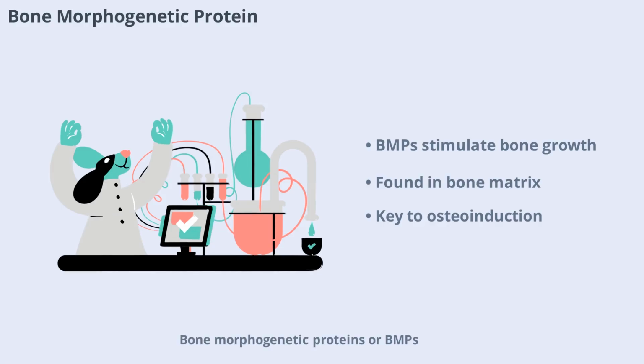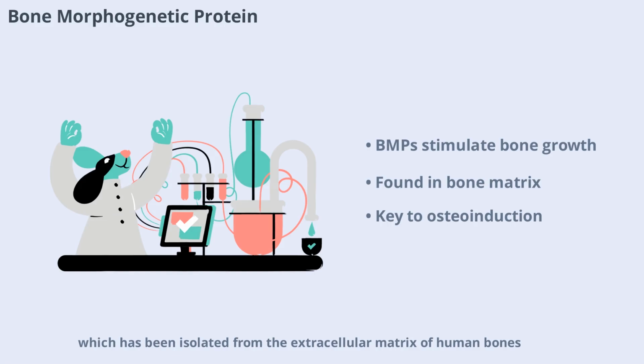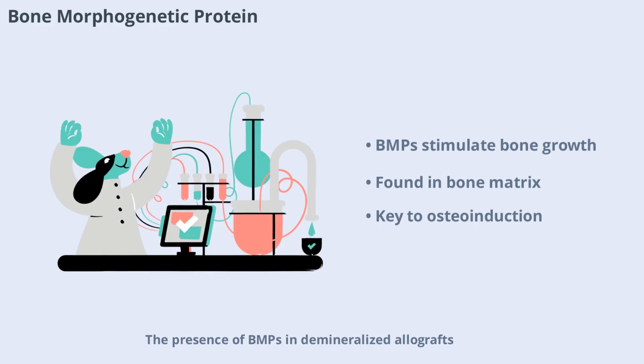Bone morphogenetic proteins, or BMPs, are a group of growth factors found in bone and cartilage. They play a critical role in bone healing and regeneration. When bone is demineralized, these proteins become exposed and can stimulate the formation of new bone tissue. One well-known BMP is osteogenin, which has been isolated from the extracellular matrix of human bones. The presence of BMPs in demineralized allografts is what gives them their powerful osteoinductive properties.